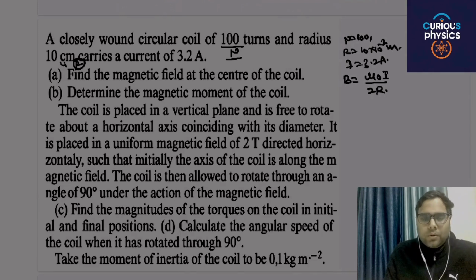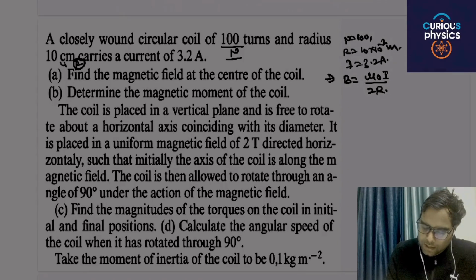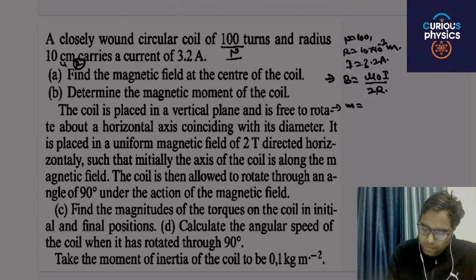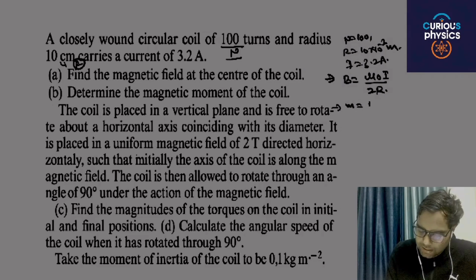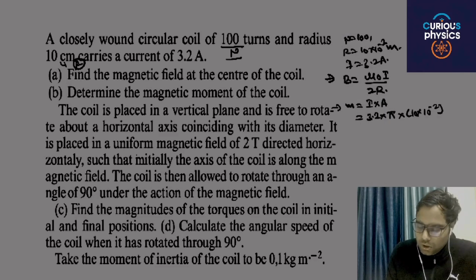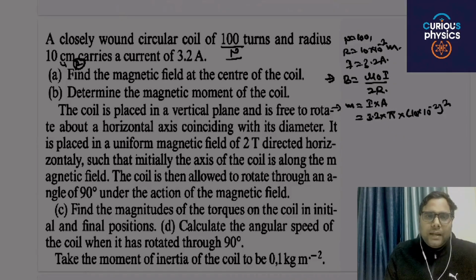Mu naught is 4 pi into 10 raised to power minus 7. I is given, R is given, so you can easily find the value of the magnetic field at the center. Next, part B: determine the magnetic moment of the coil. We derived that magnetic moment is I into A, where A is pi r square, pi into (10 into 10 raised to power minus 2) whole square. You will get the value of the magnetic moment. Just focus on the calculation.